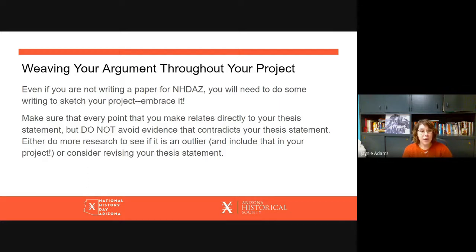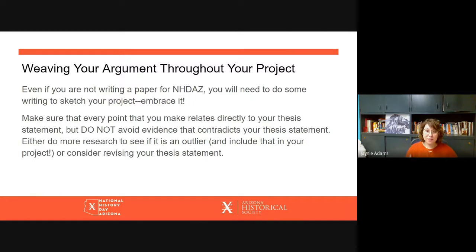All that said, do not avoid evidence that contradicts your thesis statement. So if you're doing research and you find something that totally upsets your thesis statement and sends the whole project in a totally new direction, you cannot ignore that. Either do more research to see if it's an outlier, right? If there is just kind of one piece of evidence that contradicts your thesis statement, consider finding a way to include that in your project, right? So what does it mean?